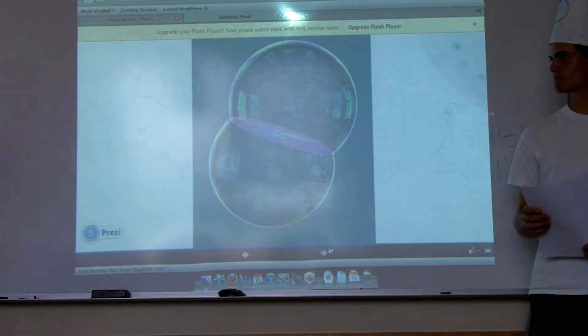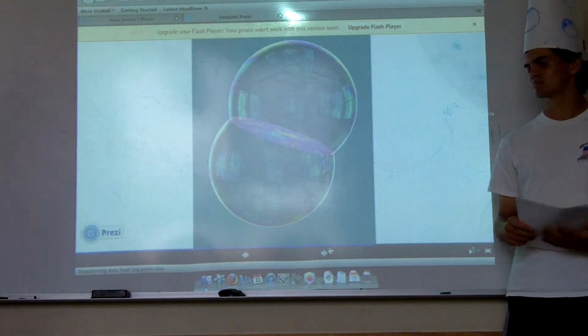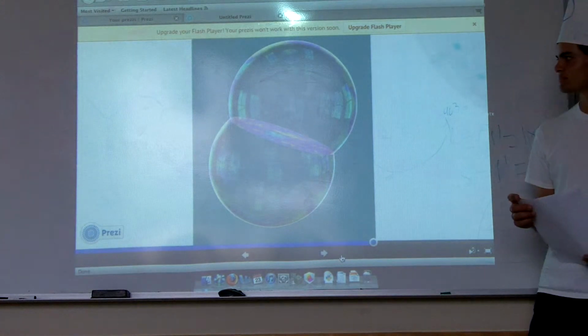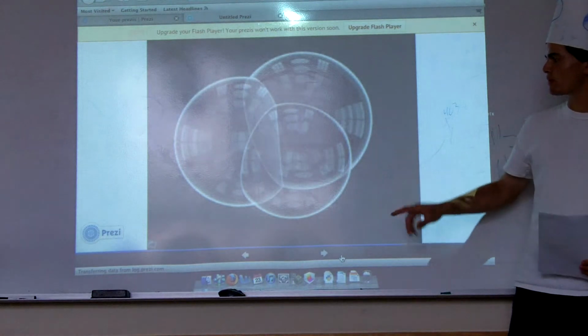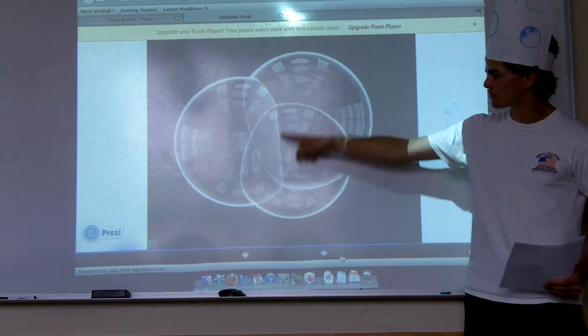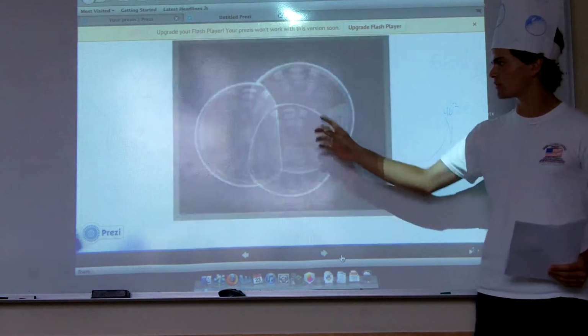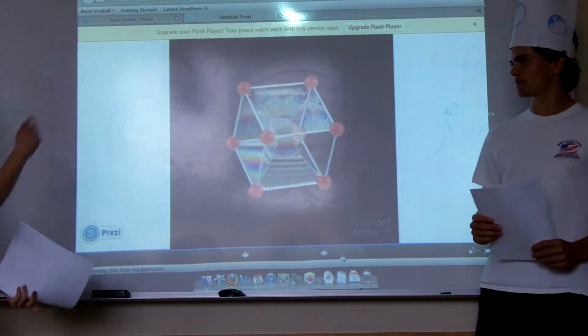Okay, let's have this in the beginning. If two bubbles are the same size, the wall between them is flat. If three bubbles come together, you see this line here, there are three 120-degree angles formed around that. That's the one that we just showed you with the cube where they all meet at a point.